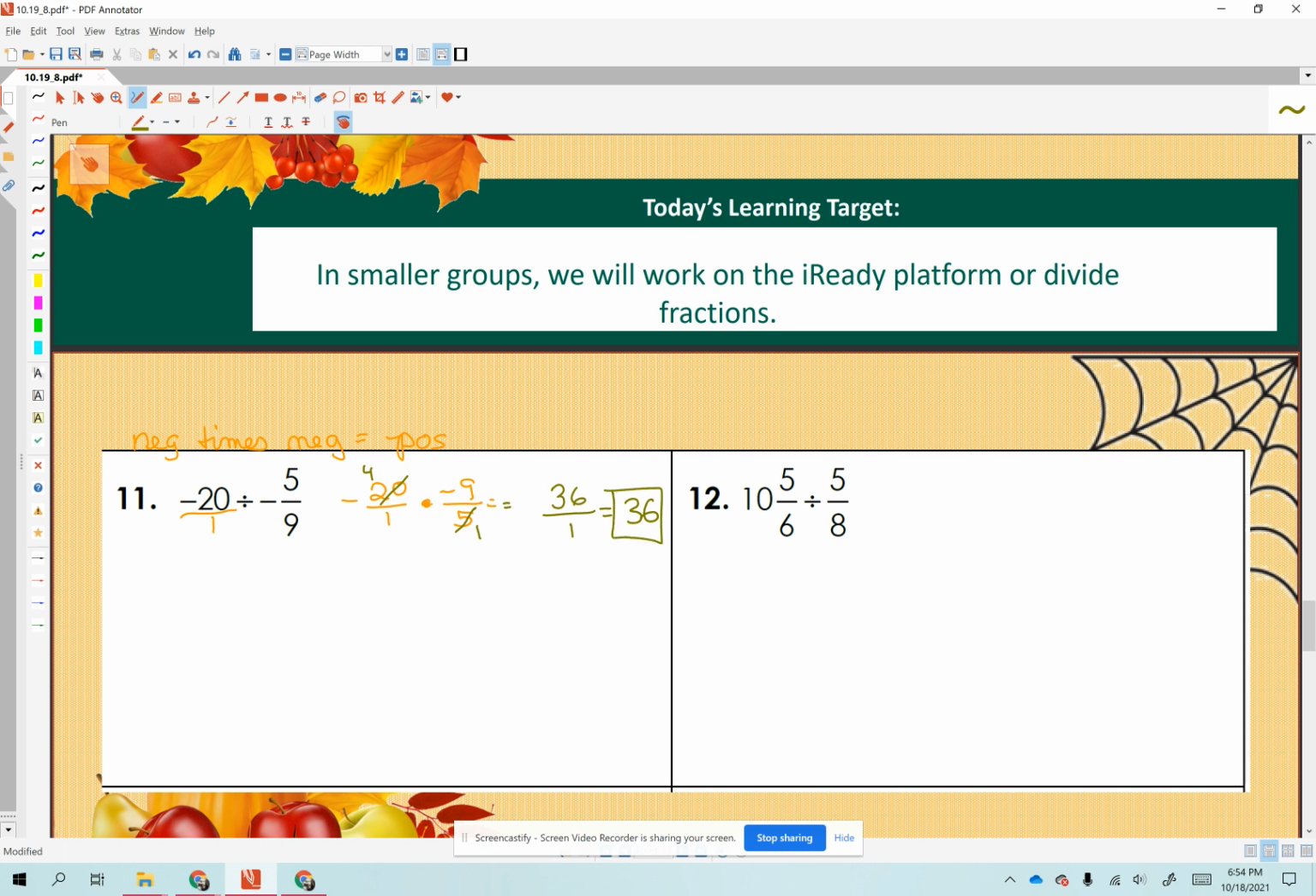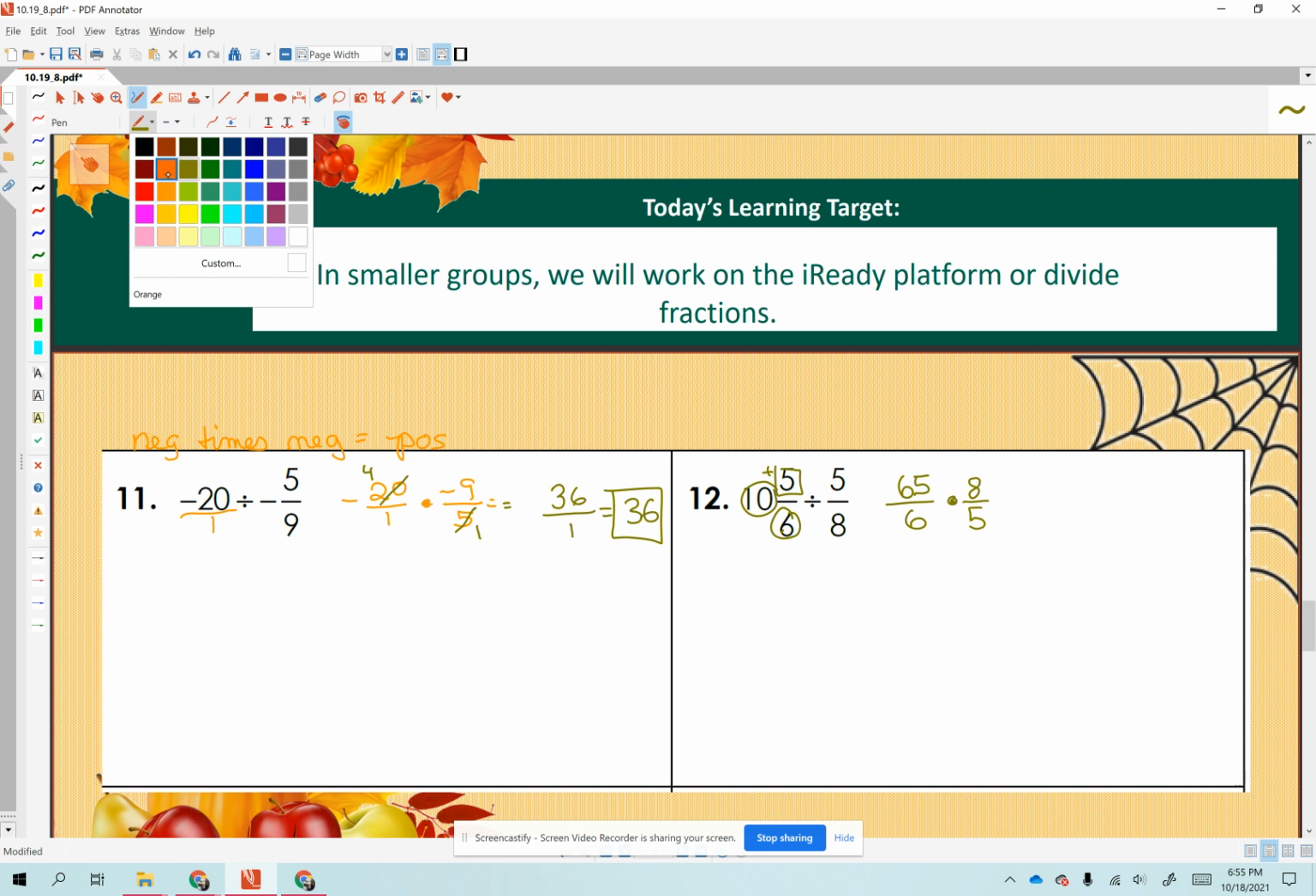And now number 12. We're going to multiply. We need an improper fraction in the first fraction, not a mixed number. So we're going to multiply 6 times 10, which is 60, and add 5, which makes it 65 over 6. And instead of division, we will multiply by the inverse of 5 over 8, which is 8 over 5. Now let's simplify these numbers as best we can.